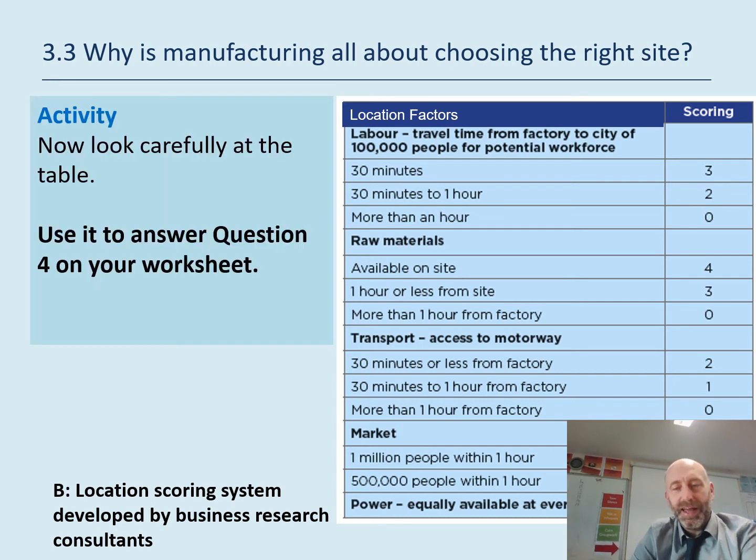Okay, now last thing you're going to do on the worksheet before we actually do the decision-making exercise. On here, we've got some different location factors. So labour, raw materials, transport, market, and power. So I want you to use that to finish off your worksheet and do question 4. That's asking what are some of the key elements that you need to look for when you're trying to decide where to put a factory.